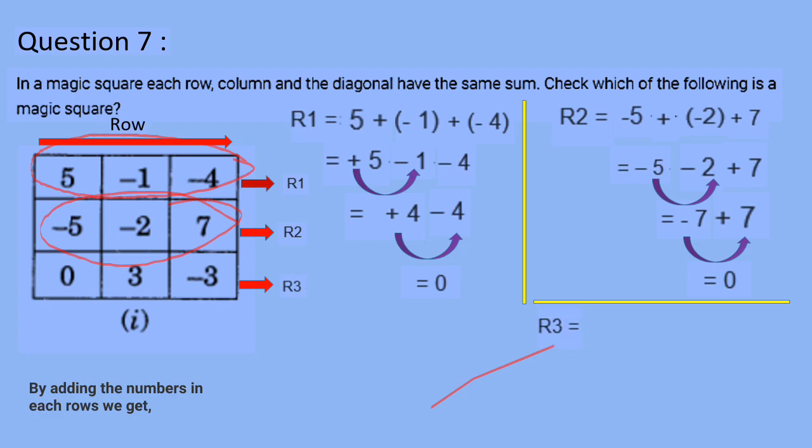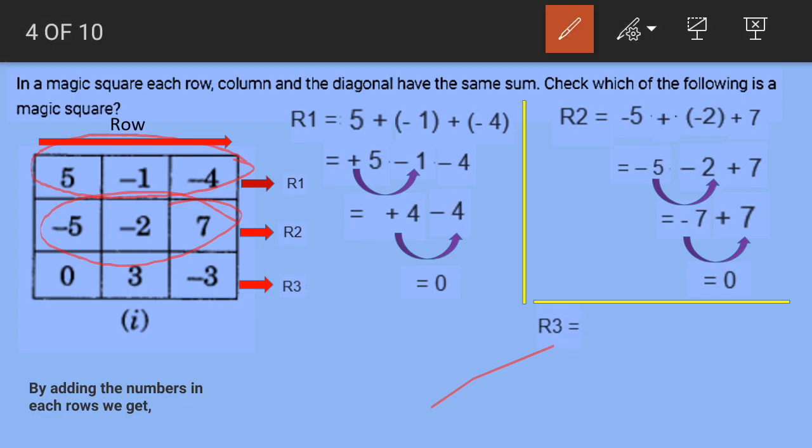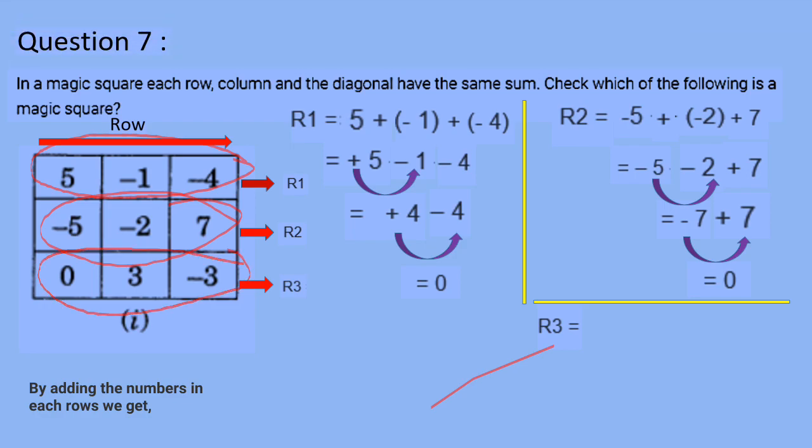Next is row 3. Here I am going to add 0, 3 and minus 3 like this. 0 plus 3 plus minus 3. I'm going to add 0 plus 3 and I'll write plus 3, then plus into minus is minus 3. So 3 minus 3 is 0. So row 3 also 0. So here I got all the sums of rows equal to 0.